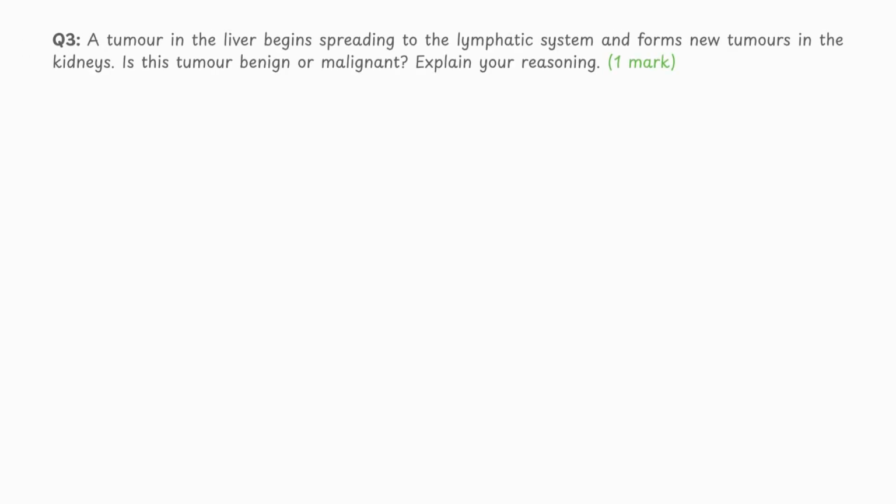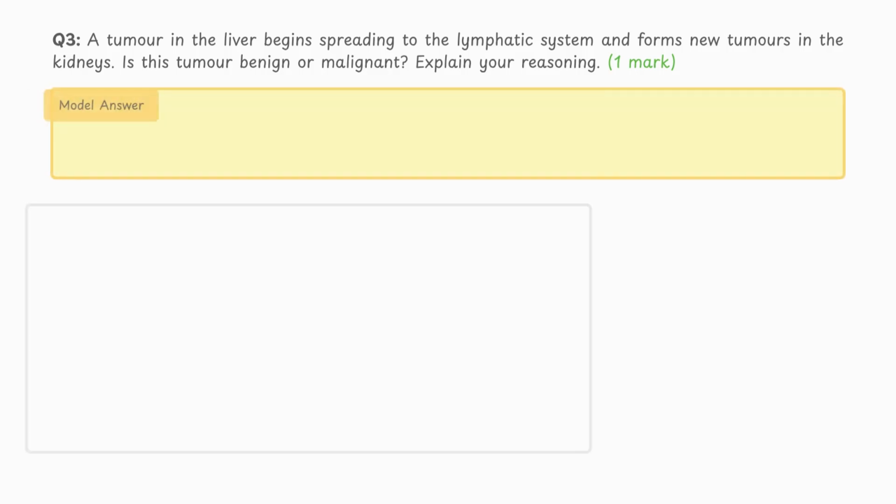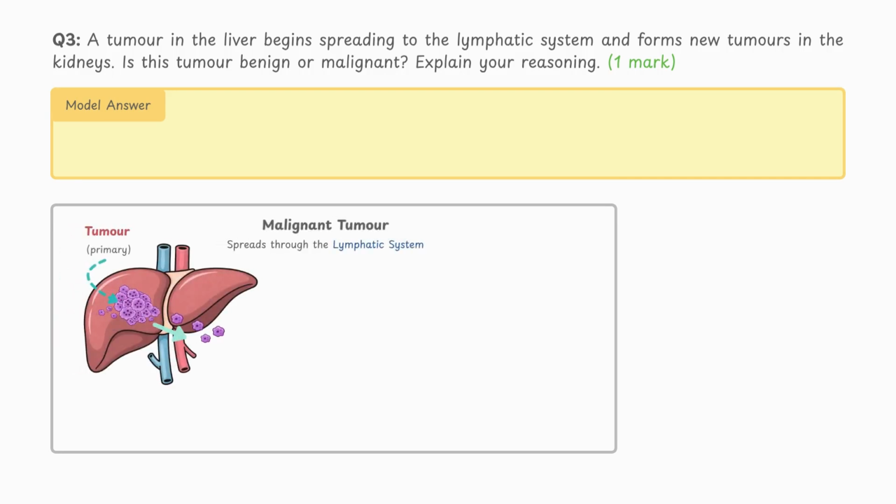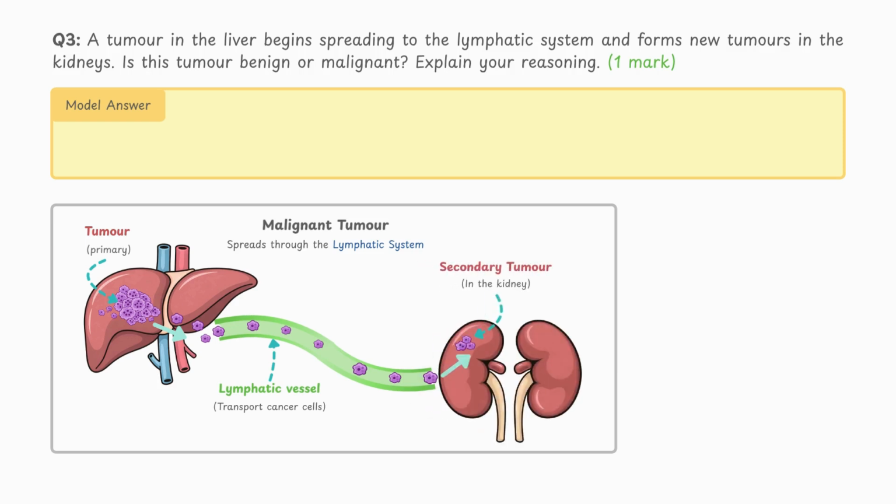Now, let's move on to the final exam-style question. A tumor in the liver begins spreading to the lymphatic system and forms new tumors in the kidneys. Is this tumor benign or malignant? Explain your reasoning. Notice that the primary tumor in the liver is spreading through the lymphatic system. Cancer cells are traveling through the lymph vessels to other organs. These cells then form secondary tumors in the kidneys.